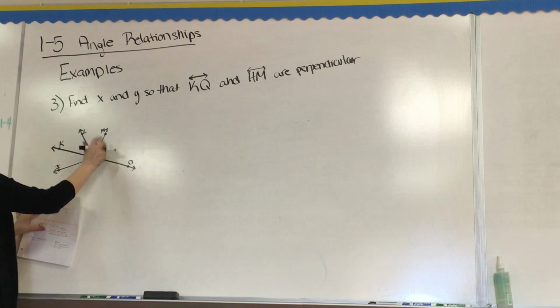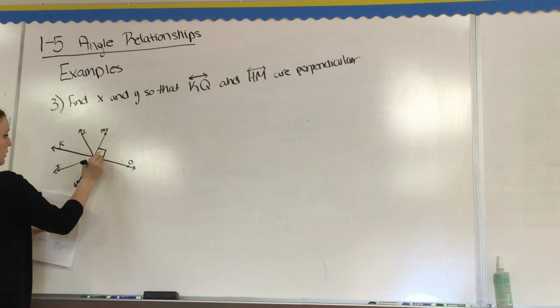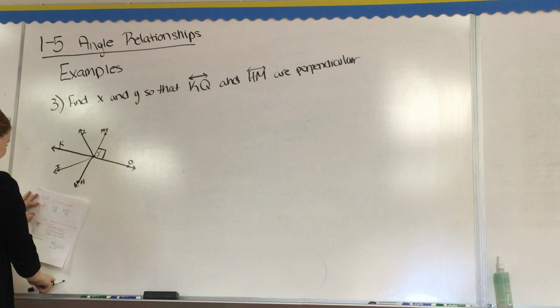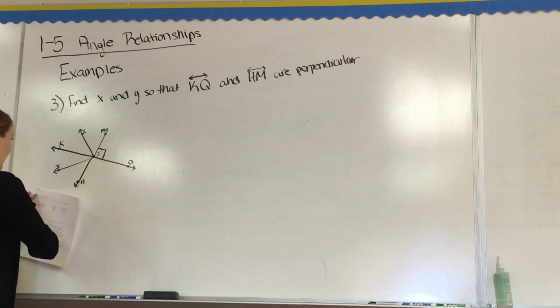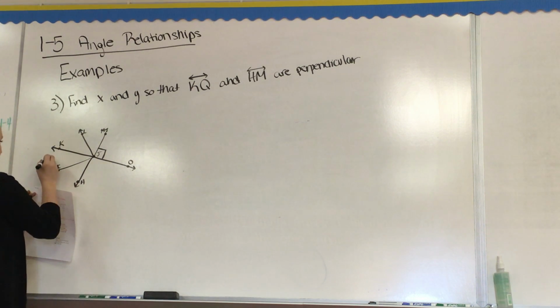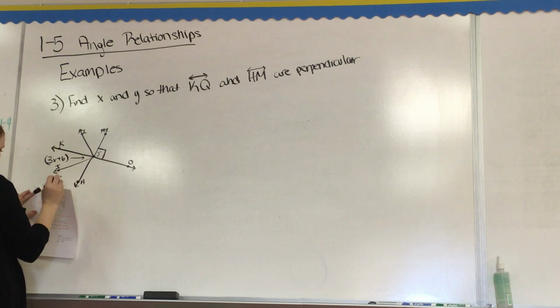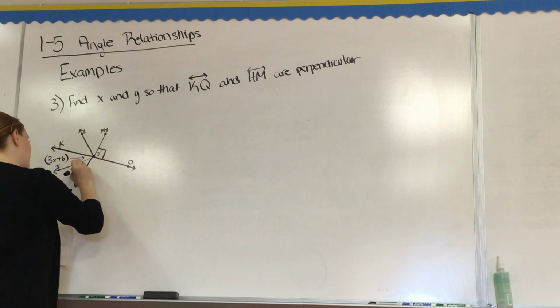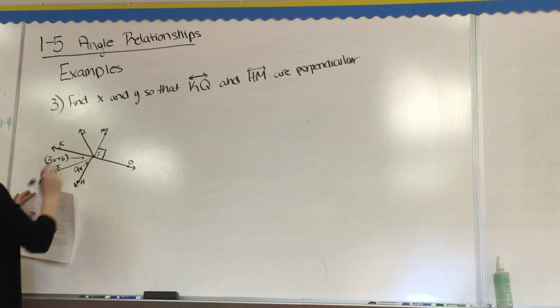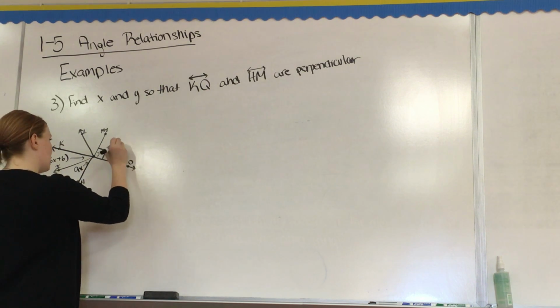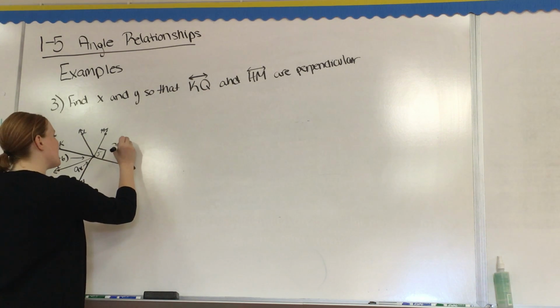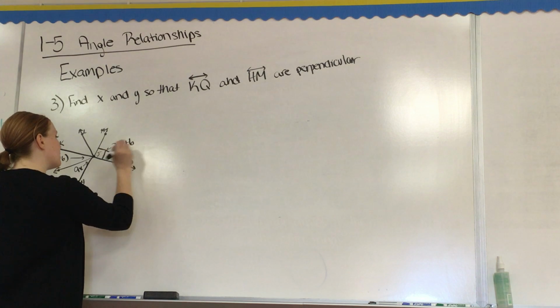Remember that little square means perpendicular or 90 degrees. And we have here that 3x plus 6 is this angle measure right in there. And we know that this angle measure is 9x. And then up here we get 3y plus 6 for that measure.